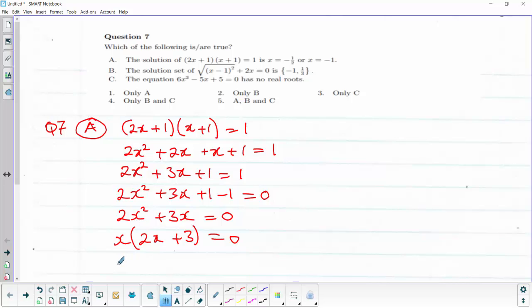From here, we can have x equal to 0 or 2x plus 3 equal to 0. So therefore, x is equal to 0 or x is equal to minus 3 over 2. So that is the value of x. But now, when we go back to our equation, we can see our x is equal to minus half, while our x also equal to minus 1. So we don't get the same answer with the given answer here. Which means option A is incorrect.